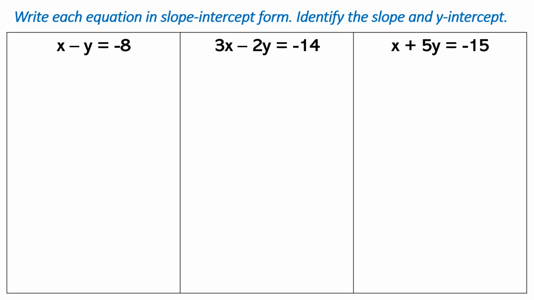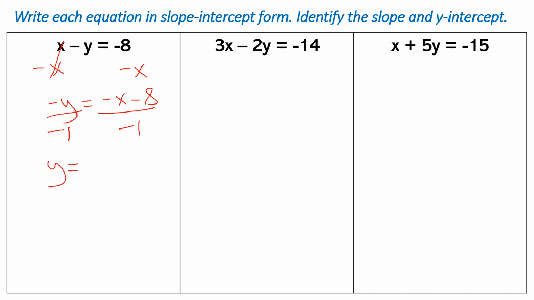This first problem here, x minus y equals negative 8. I'm going to subtract x from both sides. Because that is a positive x, I don't have a negative in front. This cancels out. I'm left with negative y equals negative x minus 8. Remember to write the term with the x first because I want it in slope-intercept form. And then this is an understood negative 1 in front of the y, so I'm going to divide both sides by negative 1.